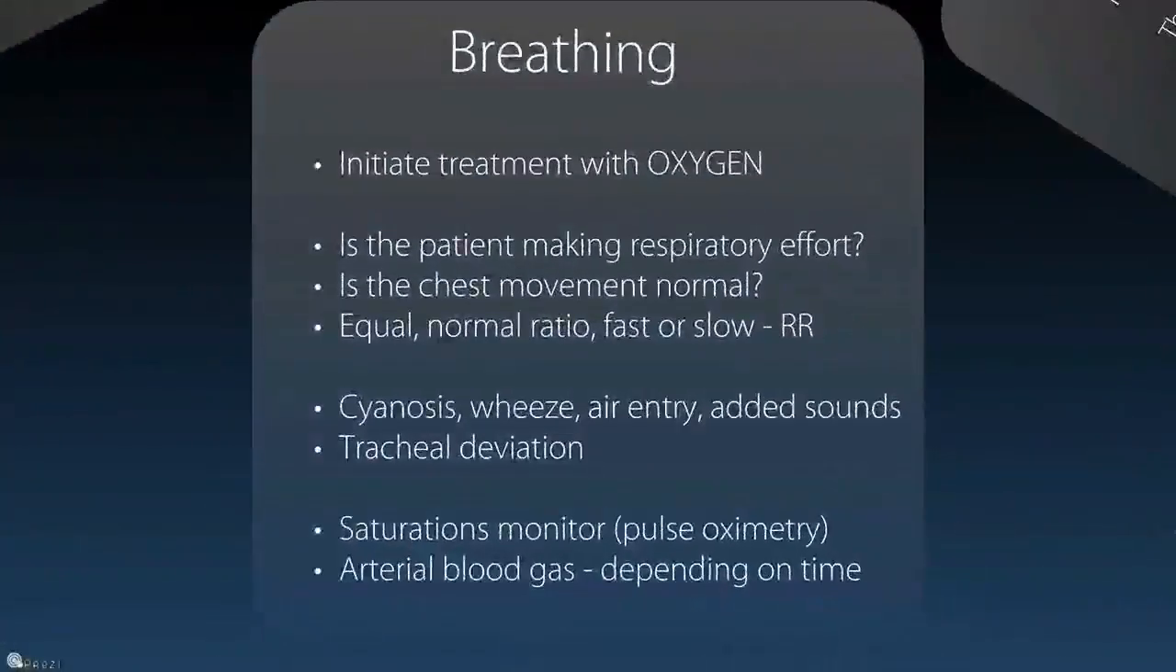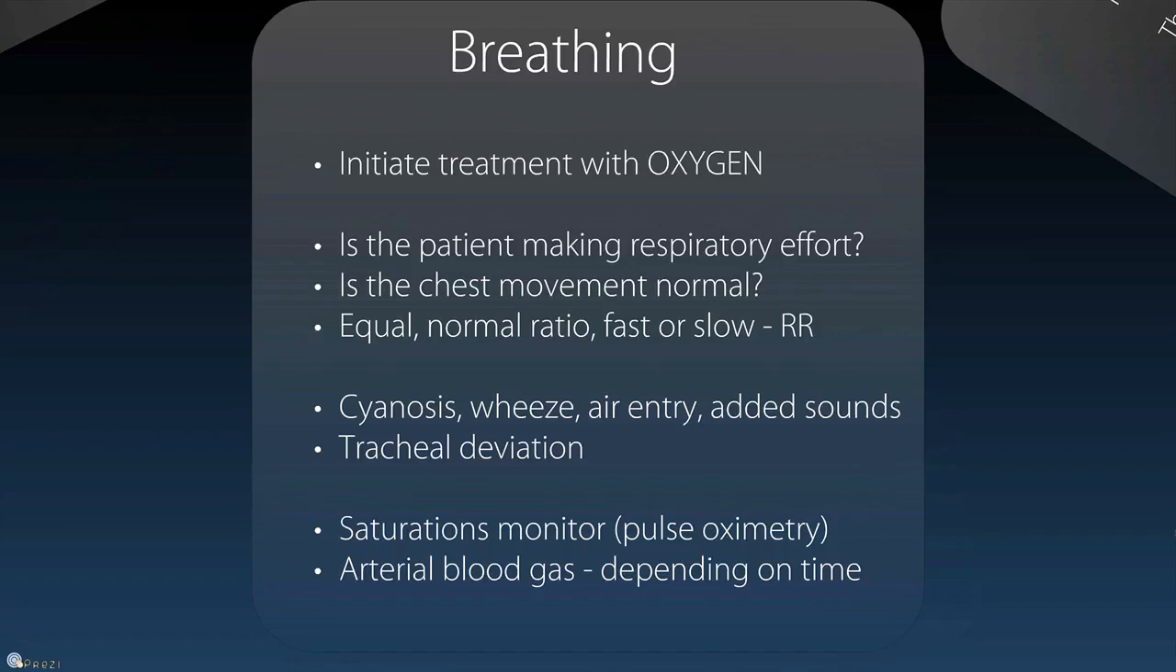Breathing: in any patient you are worried about, you initiate treatment with oxygen. This is the standard approach in immediate life support and advanced life support, before you examine the chest, before you get saturation readings. So you give them high flow oxygen with a reservoir mask at 15 litres of oxygen and allow them to breathe away on that. Now it's important that the patient is breathing for something like a reservoir mask to be effective, so you need to quickly assess: are they making a respiratory effort? If they are making a respiratory effort, is the chest normal? And what is the respiratory rate? Is it fast or is it slow or is it normal?